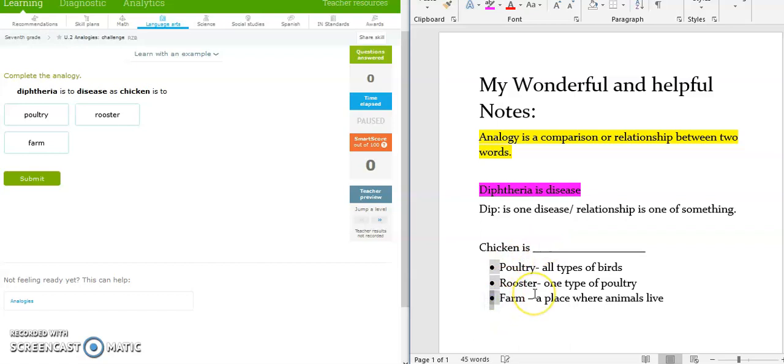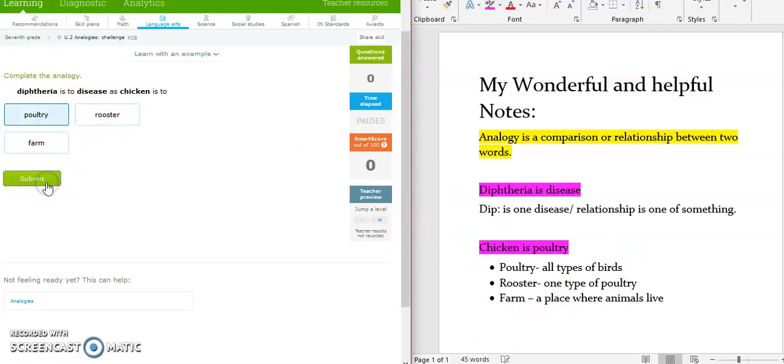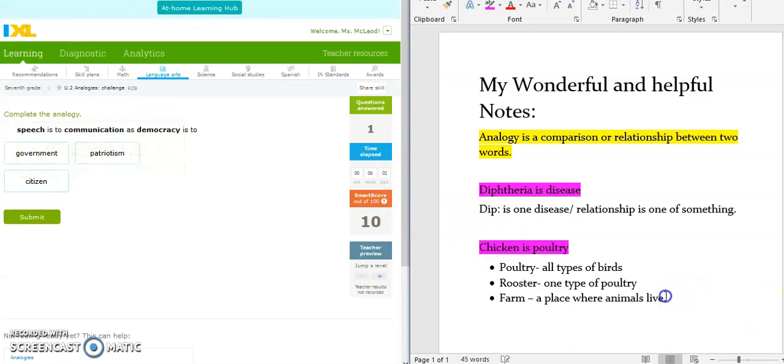Well, would it be chicken is to the farm? Well, I guess that's one part of the farm, but a chicken really isn't a farm. So chicken is to rooster. Well, that would be like one part to one part, and that's not what's happening. So we'll say a chicken is to poultry because poultry, just like disease, could be many things, and chicken is one part. So that shows that they have the same relationship. So let's look over here, check poultry. Boom. All right. I'm going to erase these little notes so we can try another skill.